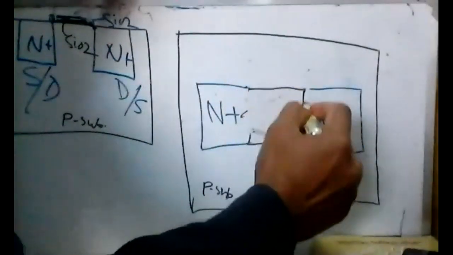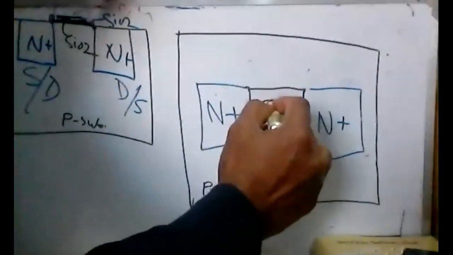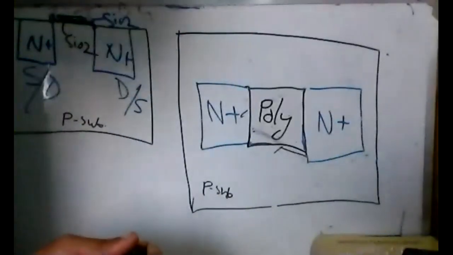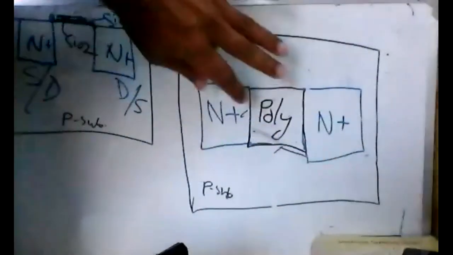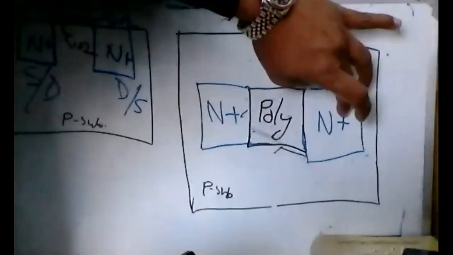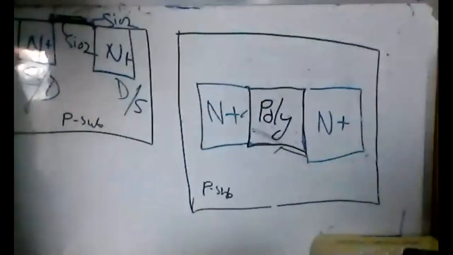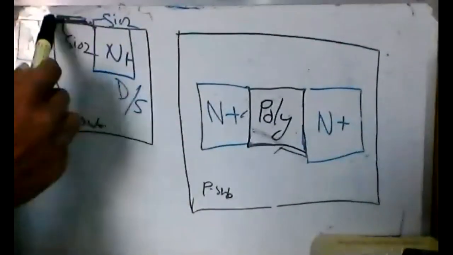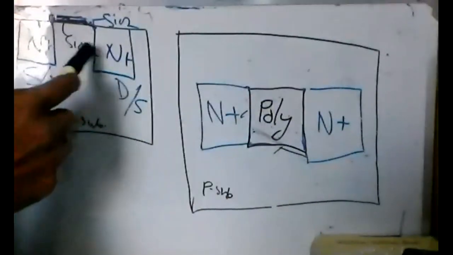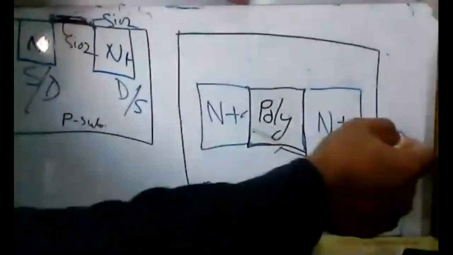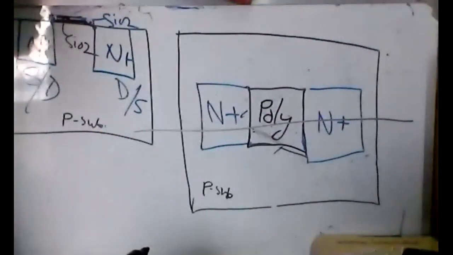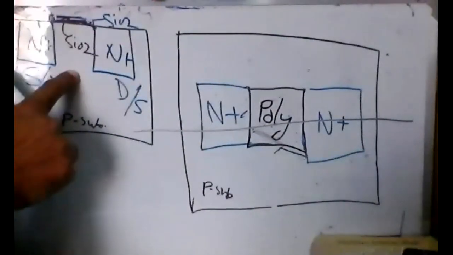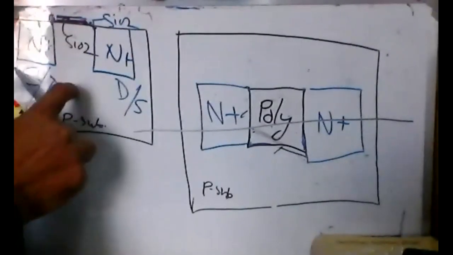You will now see this one is polysilicon, or in abbreviated form, poly. From the top view, you can see n plus on one side, another n plus, and the middle is poly or polysilicon. So this is the transistor, right? And this view is actually cutting from here. If you cut it here, you will see this type. This is a cross-sectional view.